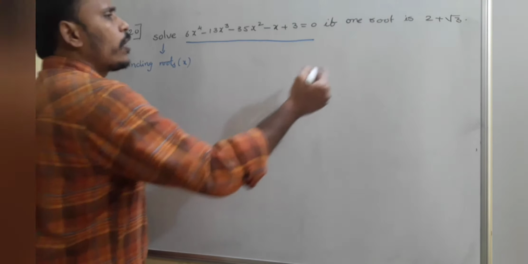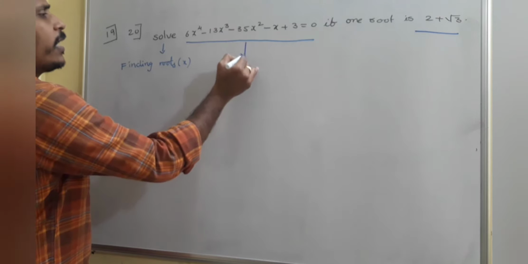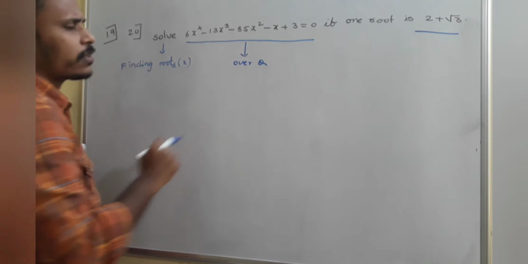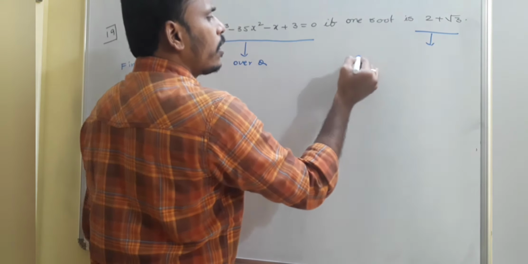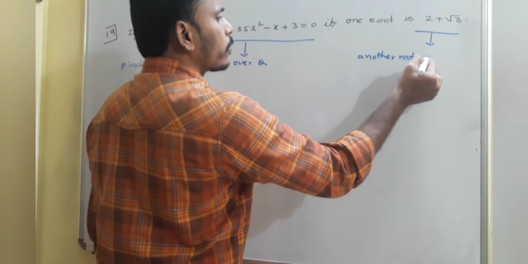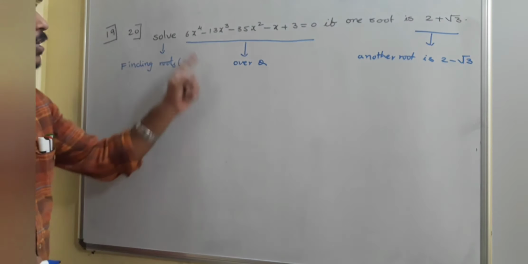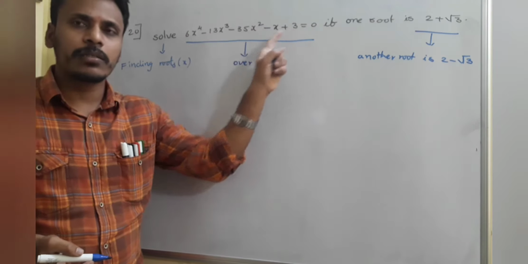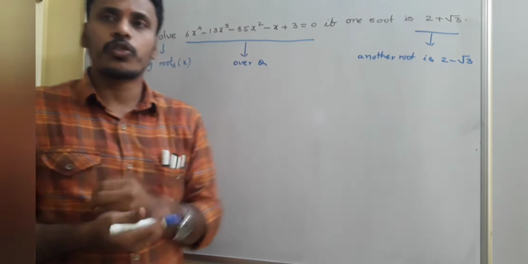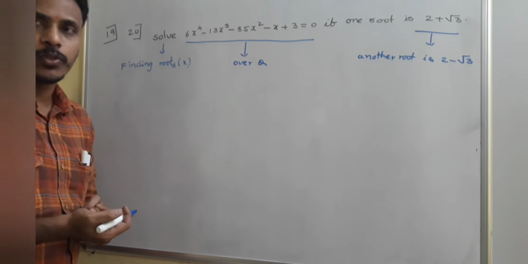One root is given as 2 + √3. So think about the problem: clearly it is over rationals. Since it is over rationals and one root is 2 + √3, another root is 2 - √3. All these things are very obvious. Since all the coefficients are rational numbers, the polynomial is over rationals, and one root is 2 + √3, the other root is 2 - √3.